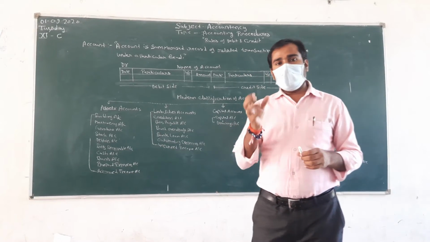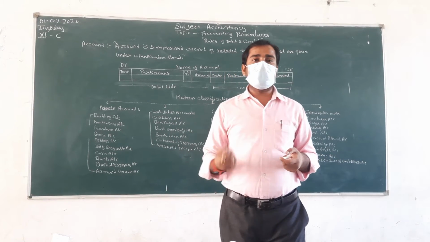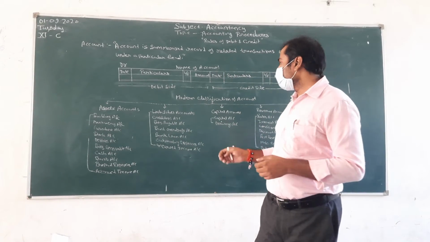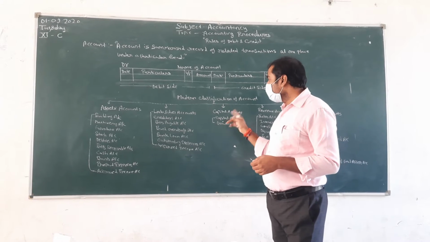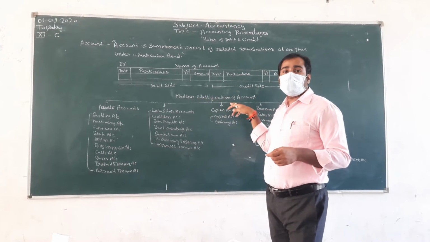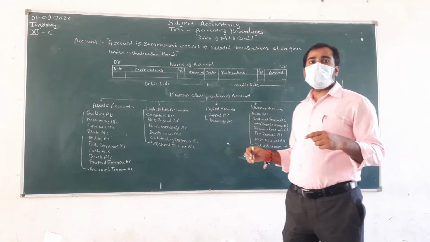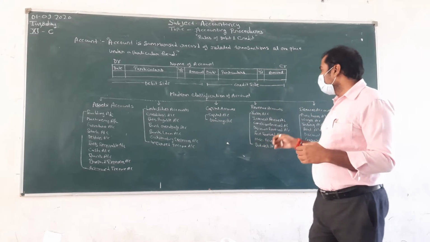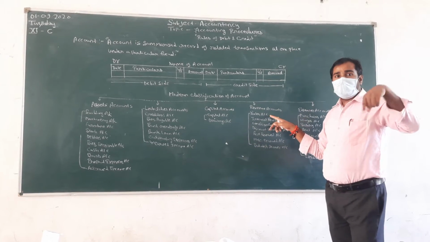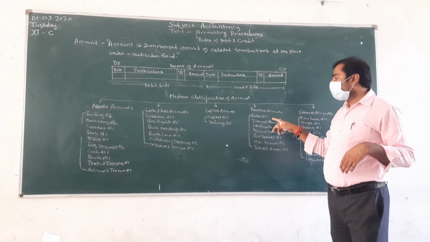Drawing means the amount or the goods which have been taken from the business for personal use. It is to be considered as a drawing account, and it is categorized under the capital account in the modern classification of accounts. The next one is the revenue account. Revenue means the income which we earn. It includes sales. Whenever we make sales, the amount received is considered as the revenue account.